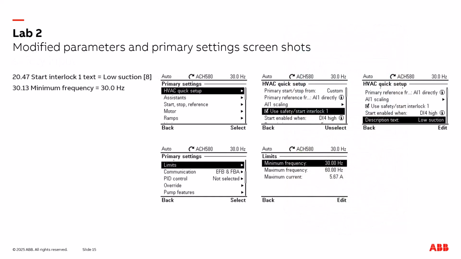Let's finish up lab 2 by reviewing the modified parameters that would be added to the modified parameter list in the drive. Parameter 20.47 and parameter 30.13 are the only two parameters that are added. On the right here are some screenshots of the process that we used in primary settings and HVAC quick setup to make these modifications for reference.